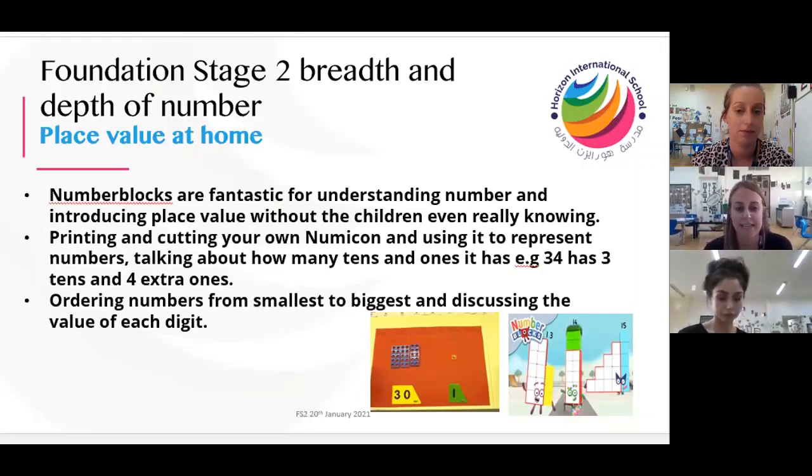And commonly they'll say, oh, what's the number 34? And they'll say, oh, it's 3 and 4. But in fact, that's not, because that's 7. Because if they got a 3 and they got a 4, they would have 7, not 3 10s and 4 extra ones.